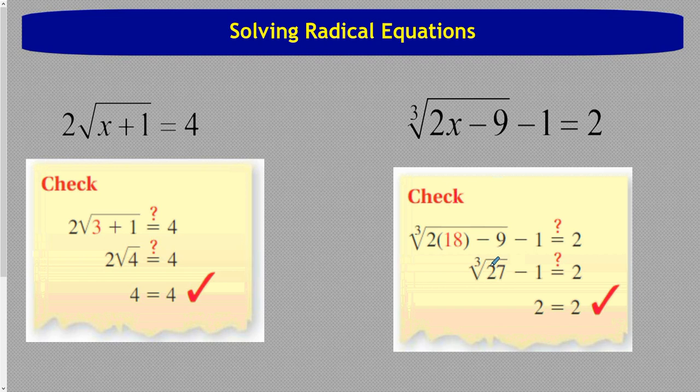On the right-hand side, 18 times 2 is 36. Subtract 9, I get 27. Cube root of 27 is 3. Minus 1 is 2. It works also. Notice we have these question marks above the equal sign until we have verified that the two sides are in fact equal. But once we know that those work out, we know that we had the correct solutions.